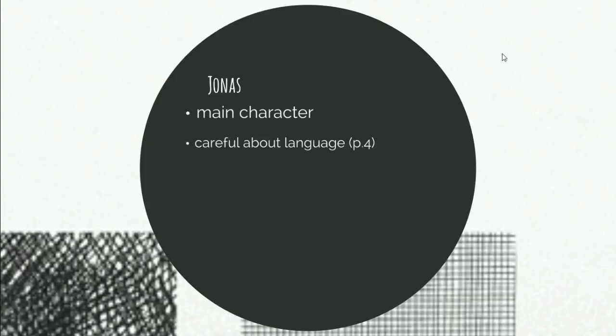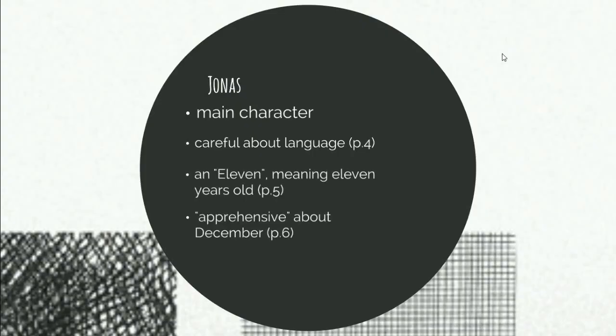Jonas tries to be careful about language and the words he uses. He is an 11, meaning he's 11 years old. And he is apprehensive about something happening in December. Apprehensive feelings are nervous or scared feelings. Lily is Jonas's sister. She's a 7, meaning she is 7 years old.